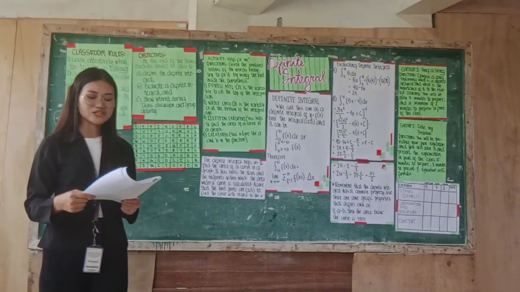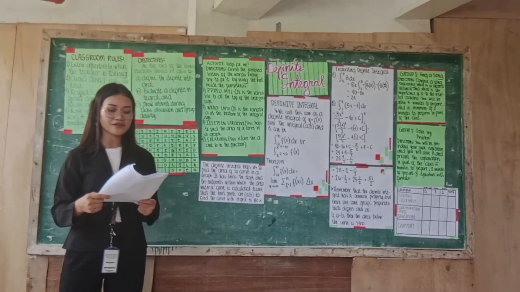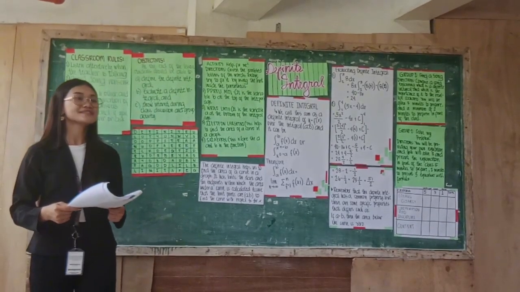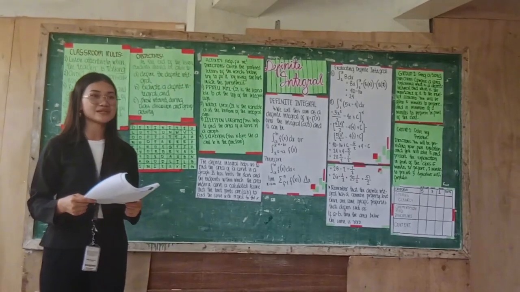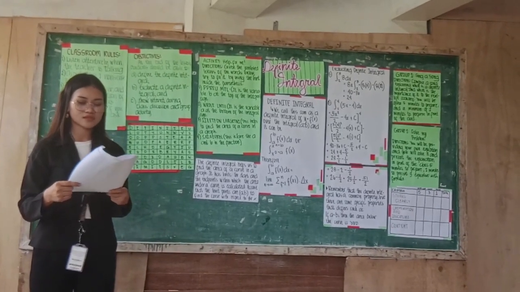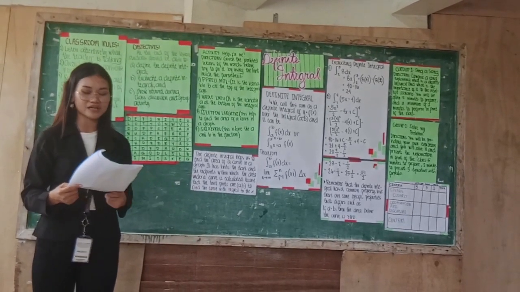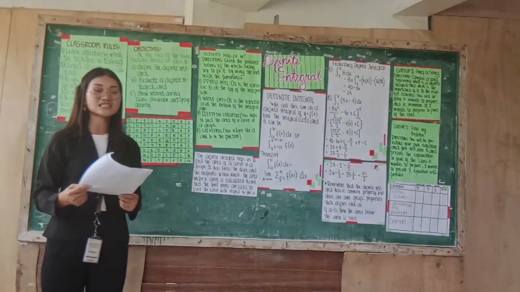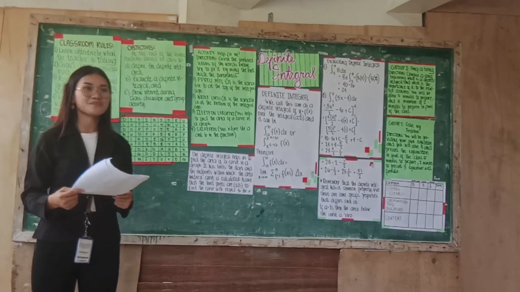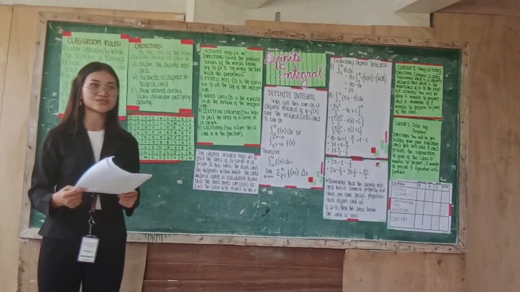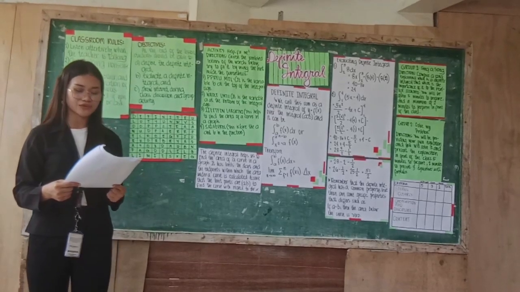Number 3. Which integral has the property that if A is equal to B, then the area under the curve is 0? A, definite integral. B, indefinite integral. Or letter C, integration. Number 4. Which aspect does not use definite integral? A. Statistics. B. Architecture. Or letter C. Music.